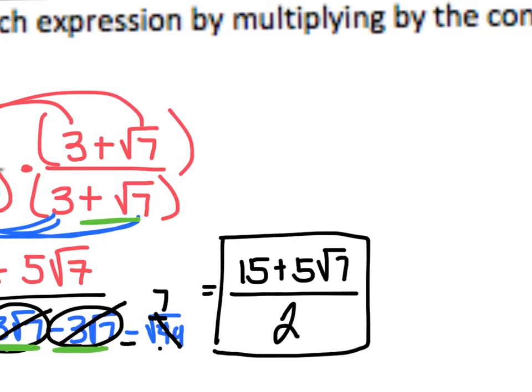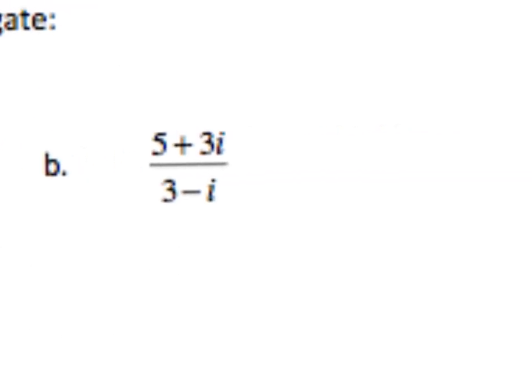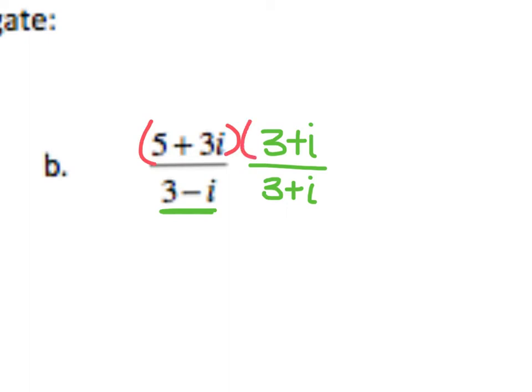Alright, that same thing goes for when you're doing imaginary numbers. You can't have an imaginary number in the denominator. So again, what you want to do is multiply by the conjugate. So instead of 3 minus i, you're going to do 3 plus i. And again, you multiply the top and bottom by it. So we want to distribute on the top, or FOIL, and on the bottom too.